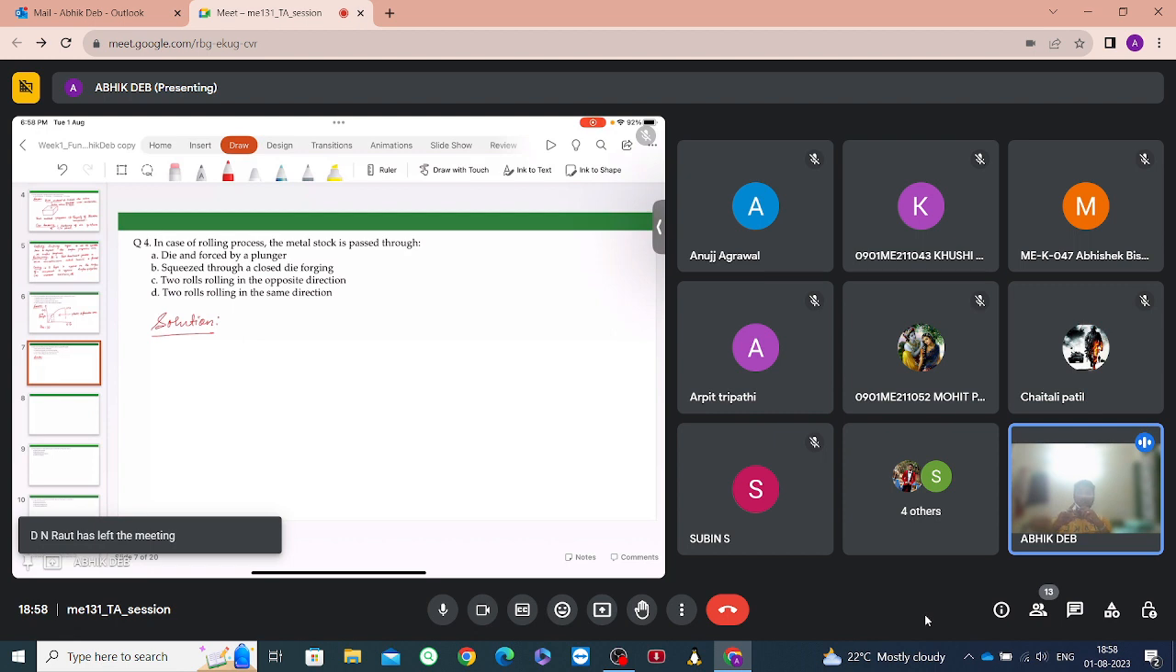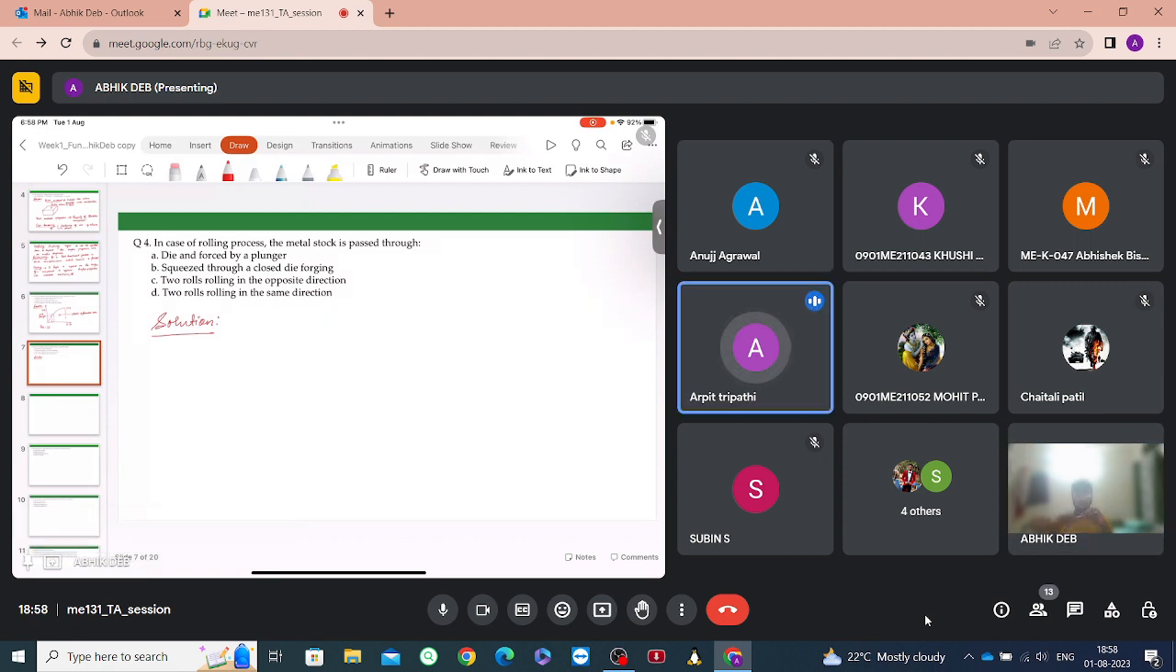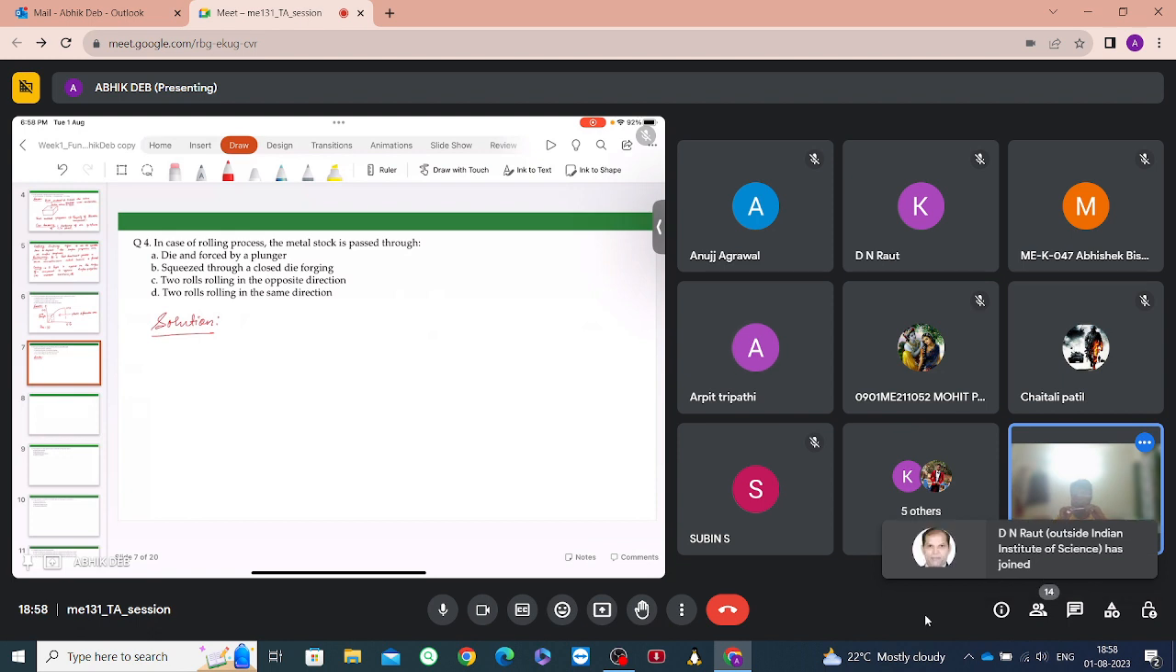Okay, so what is the first one? Die and forged by a plunger. It is the die casting process. Is it essentially a die casting process? Only die casting. What other forming processes?